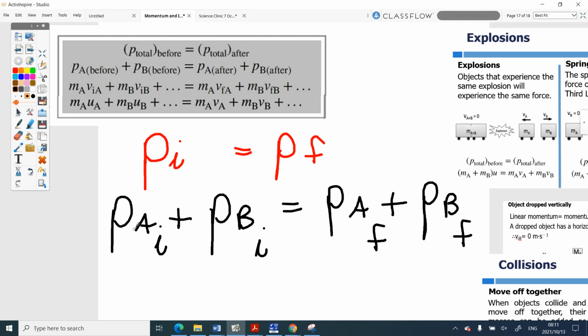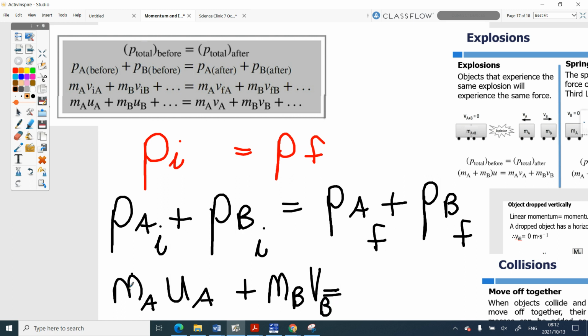So this is important. How do I calculate momentum? M times V, no deltas, no change in anything. It's just the mass of object A times the initial velocity of object A, plus the mass of object B times the initial velocity of object B. Initial is U, so it's MB UB, because it's the initial velocity of object B, is equal to the same object. Please remember the masses never change.